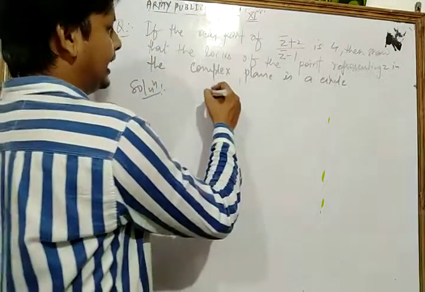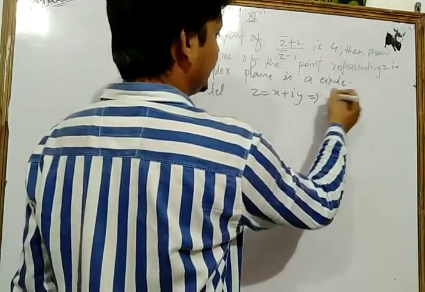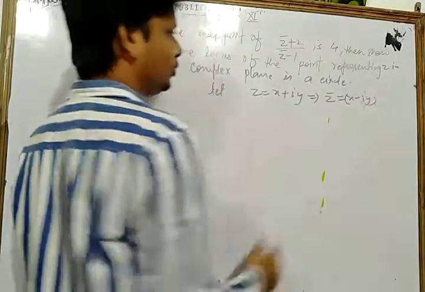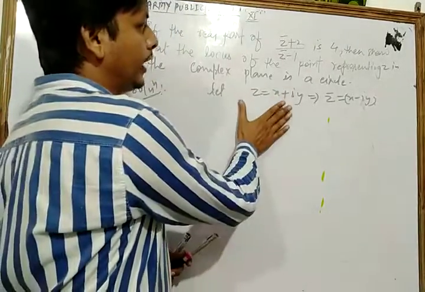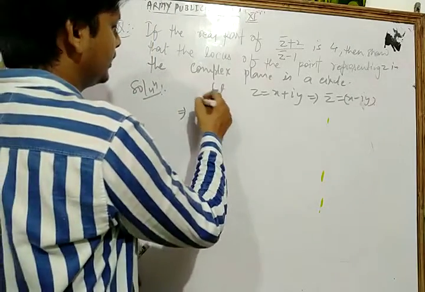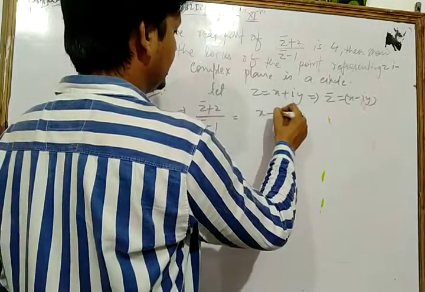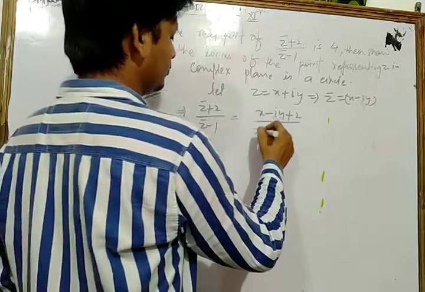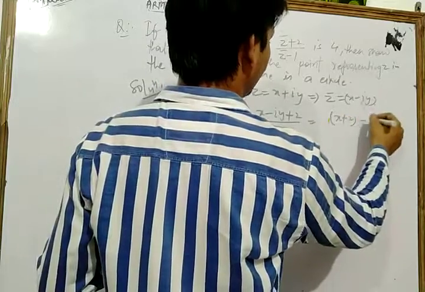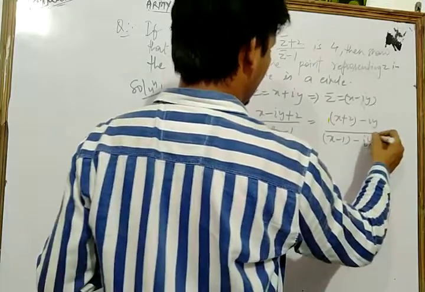First of all, dear student, you take let z is equal to x plus iy be any complex number, then its conjugate is given by x minus iy. Now you put the value of z bar in the given complex number. So z bar plus 2 upon z bar minus 1 is equal to x minus iy plus 2 upon x minus iy minus 1, and we write x plus 2 minus iy upon x minus 1 minus iy.